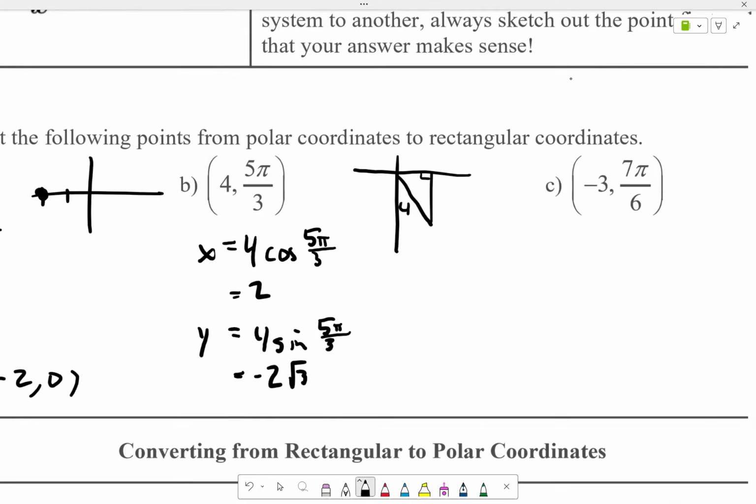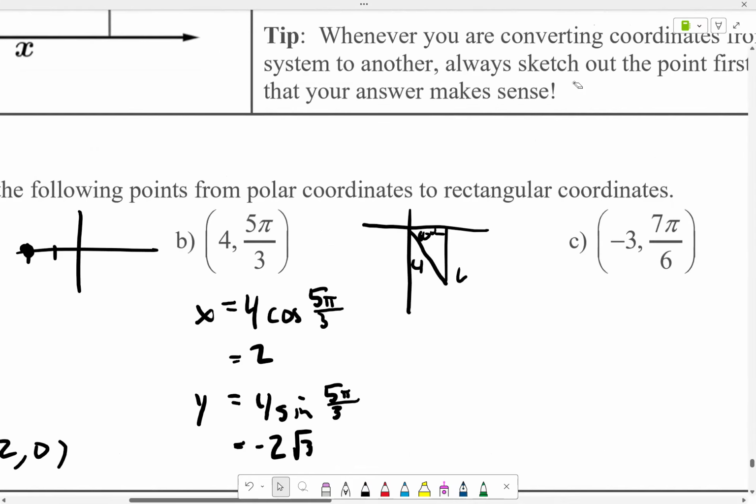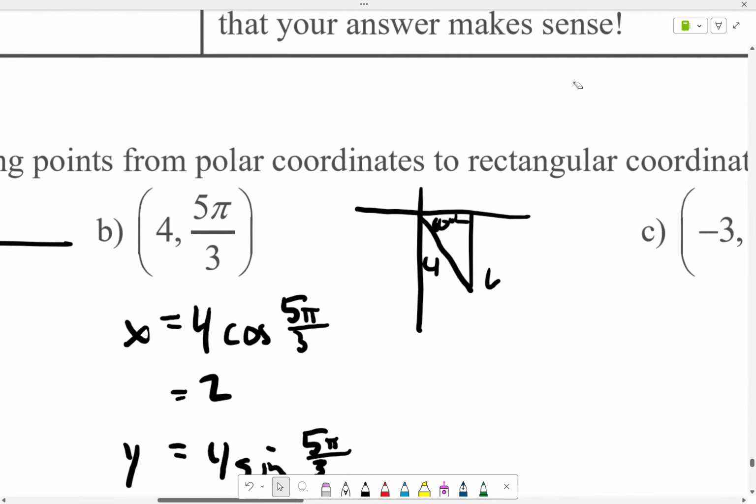How do we know it's 30-60-90 now? I guess 5 pi over 3, going this way in standard position, is -pi/3, which is a 60-degree angle right there. Please check with your neighbor to see if they remember the other sides if that hypotenuse is 4 for a 30-60-90.